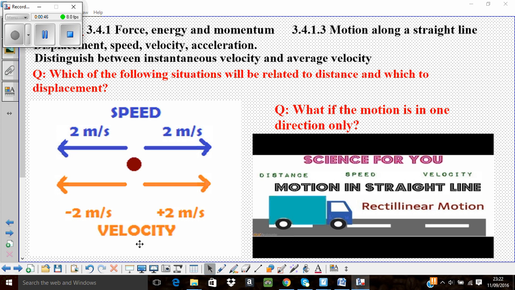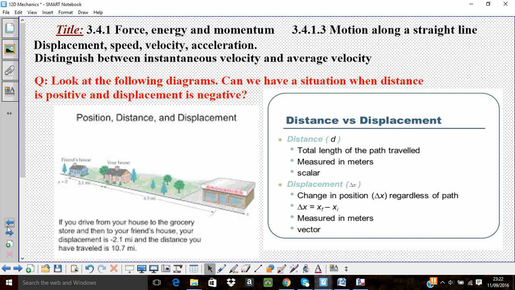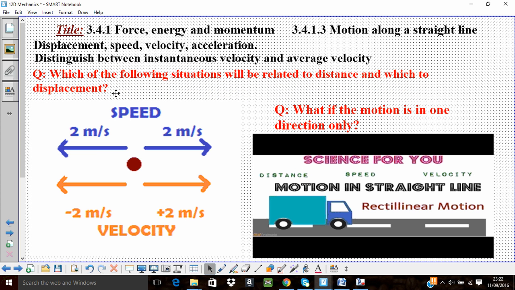So from this diagram, we can definitely see, as in our previous analysis, that the distance, the total length of path traveled, will always be positive, it can never be negative. And displacement is positive or negative depending on which direction the object is moving. That means speed must necessarily be related to distance, and it is a scalar quantity, and velocity is related to displacement, and it will be a vector quantity.